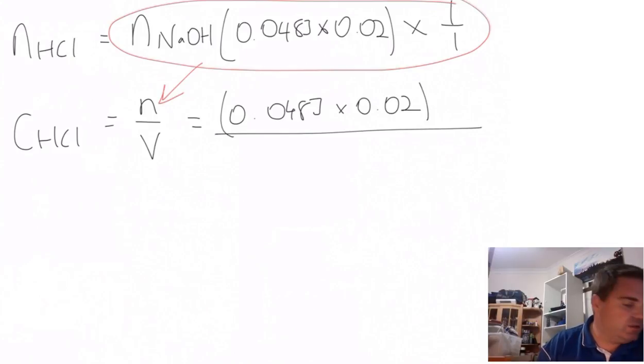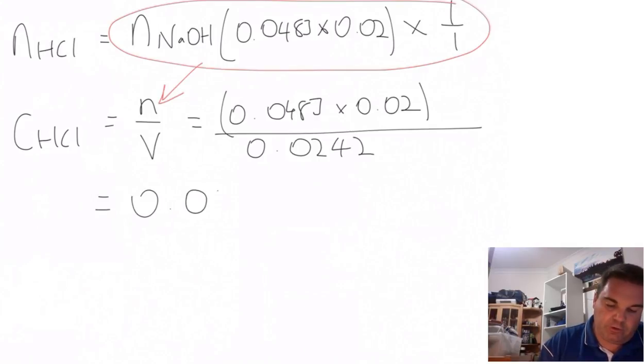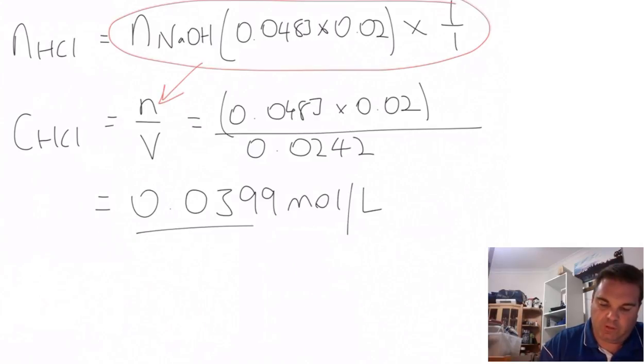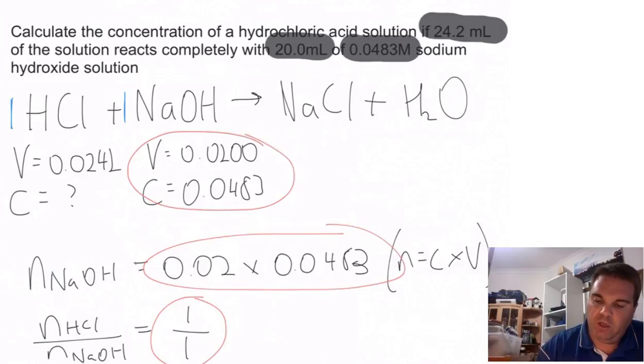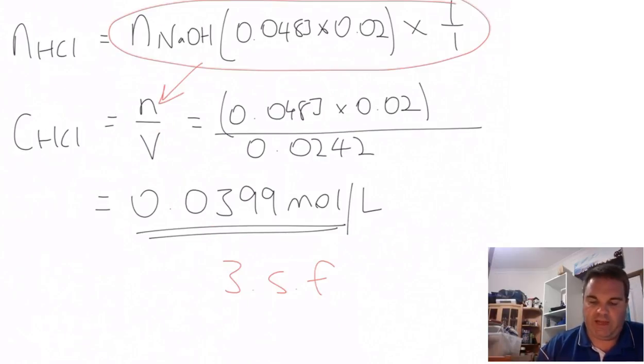Our volume that we had was our titre value of 0.0242. Okay, putting that in, we're going to get a value of 0.0399 moles per litre. Okay, now this one is to 3 significant figures, because if we go back and have a look at our question, all right, we had 3 significant figures up here for the volume, 3 significant figures there for the volume, 3 significant figures there for the concentration. Everything's in 3 significant figures, so our answer needs to be to 3 significant figures as well.